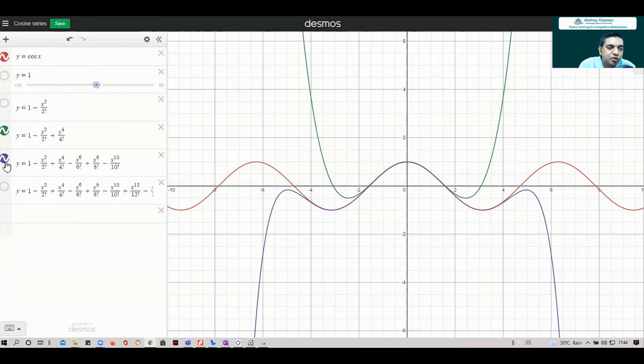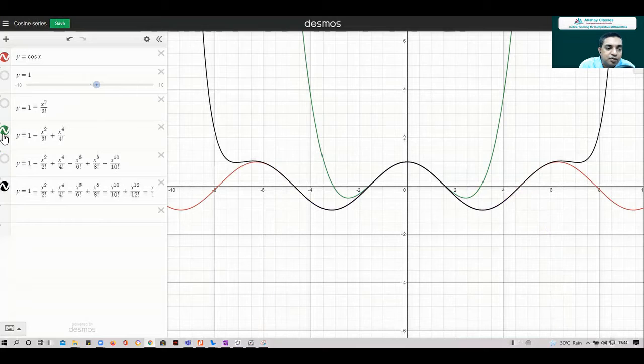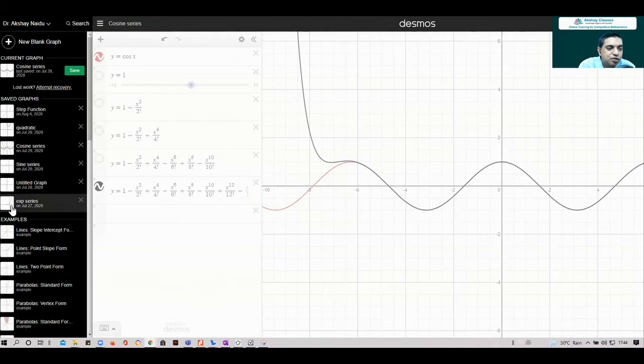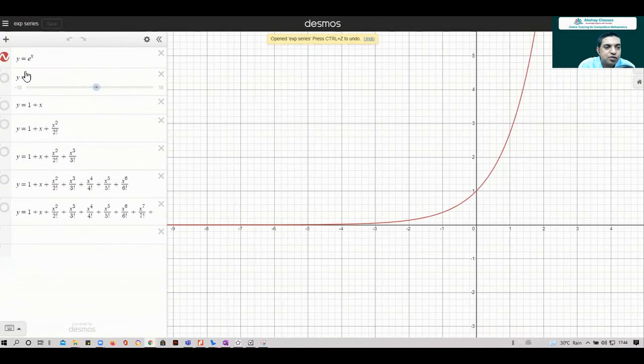Then I add 3 more terms. A greater portion has an overlap. 2 more terms. Greater portion has the overlap, you can see. So as the number of terms of the Maclaurin series increases, the curves overlap. So that we saw for cos also. And now we will see for the e power x graph.